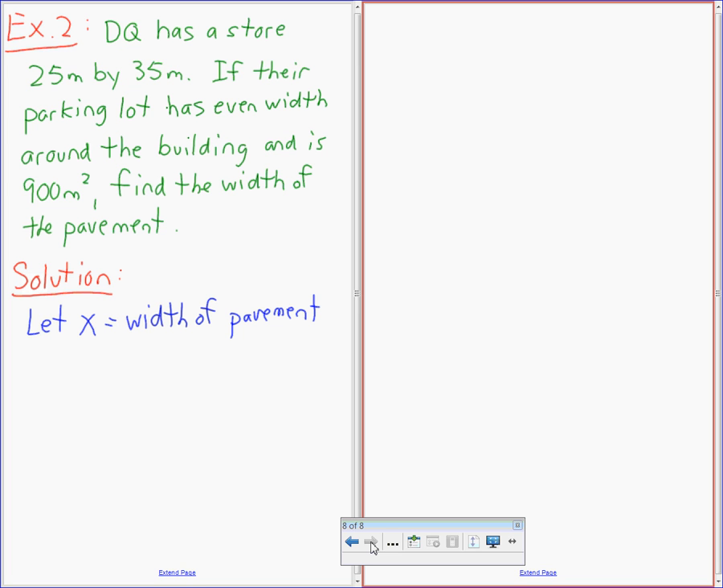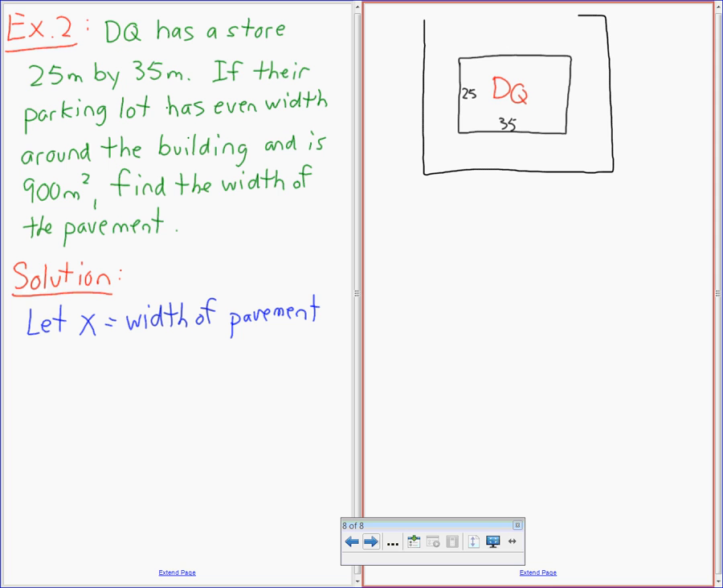In the middle is going to be the DQ store, which I wish I had a cool logo, but I don't. So there's a 25, there's a 35, and I'll just say DQ. I don't know what it looks like. Okay, all the way around the store, there's a parking lot that looks something like this. And the distance all the way around is going to be x.